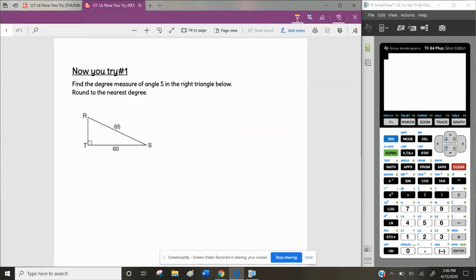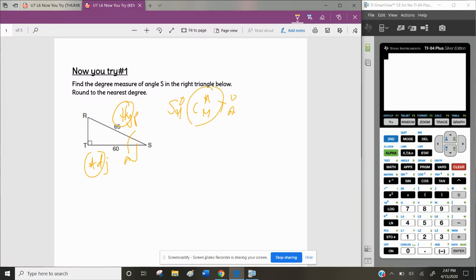So number 1, find the degree measure of angle S in the right triangle below, round to the nearest degree. So angle S is the angle we want to find. Using S as my reference angle, I have the adjacent and I have the hypotenuse of this right triangle. So SOH CAH TOA is my acronym for remembering the ratio of the sides for each trig ratio. So let's see, we have A and H.